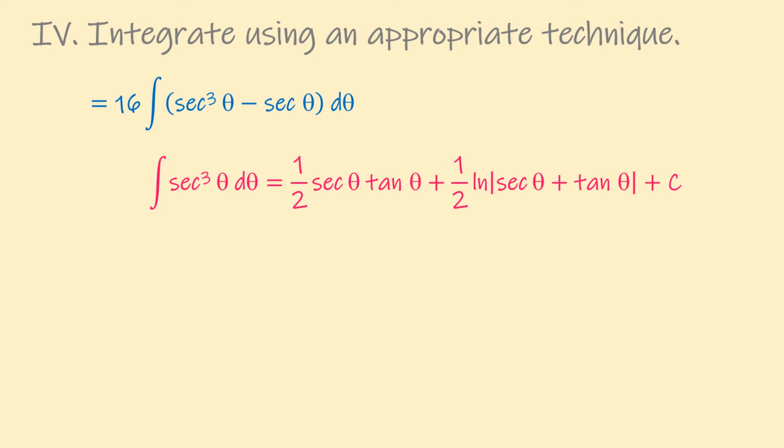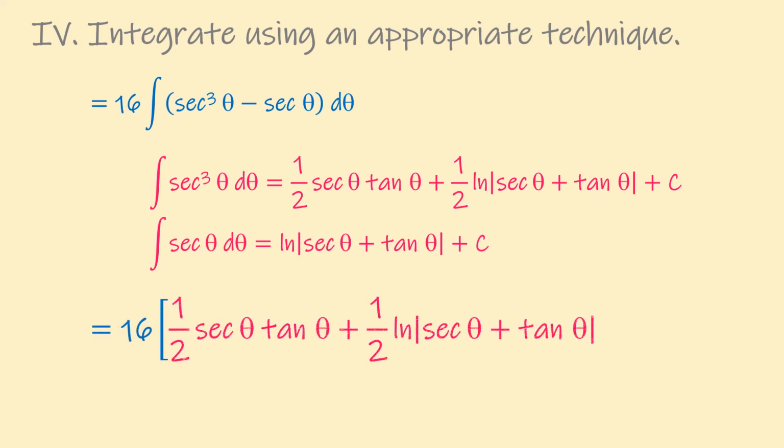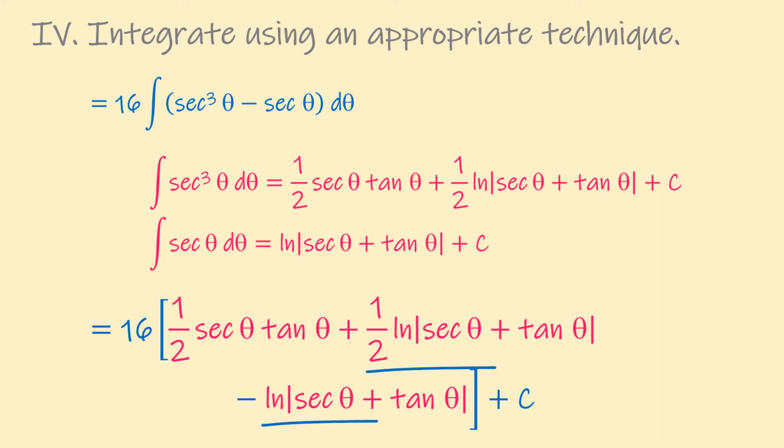Meanwhile, the integral of the secant of theta d theta is a basic trigonometric function rule, which is equal to the natural logarithm of the absolute value of the sum of the secant of theta and the tangent of theta, plus c. Substitute these expressions into the indefinite integral. Combine the second and the third terms and factor out 1/2.